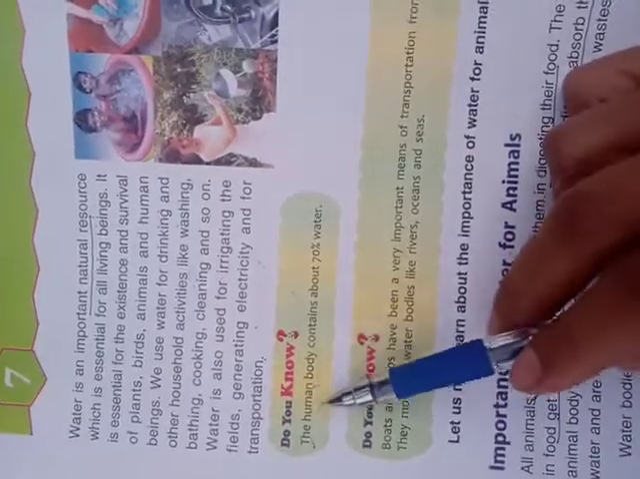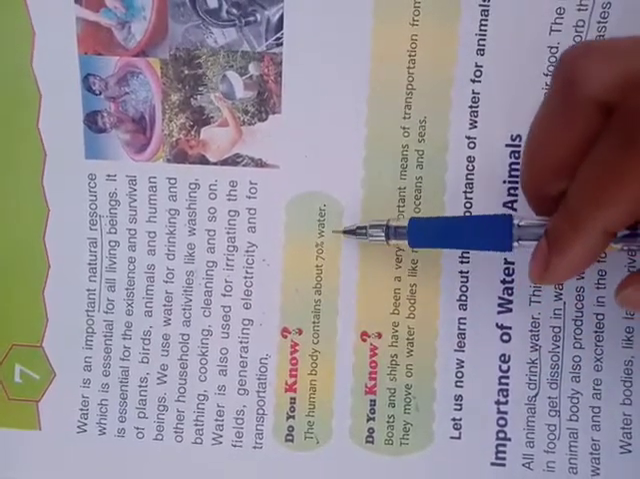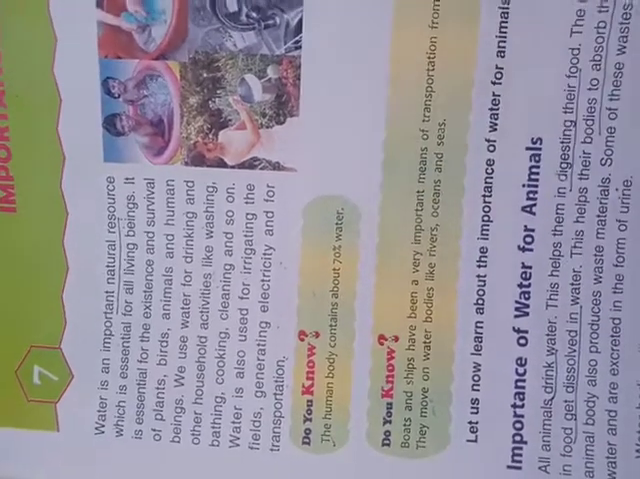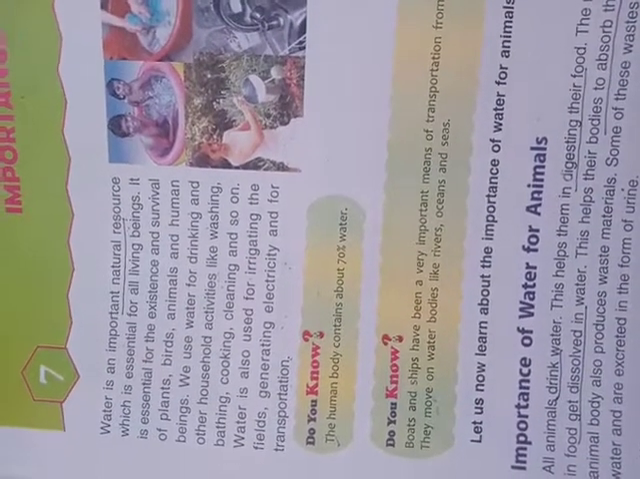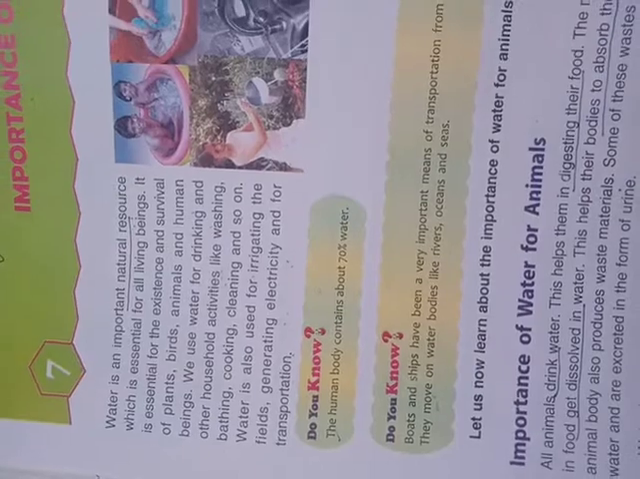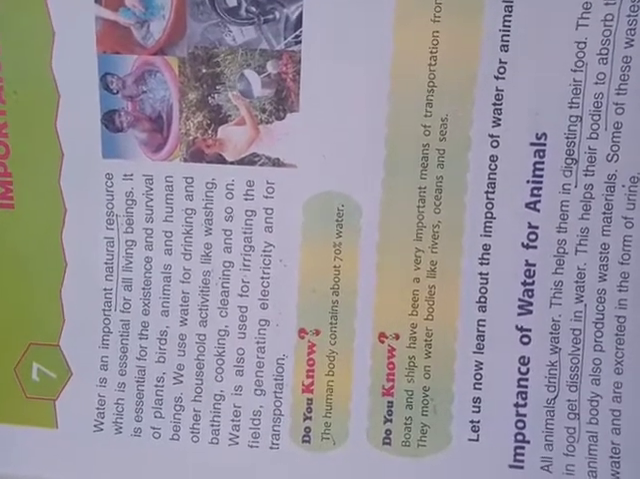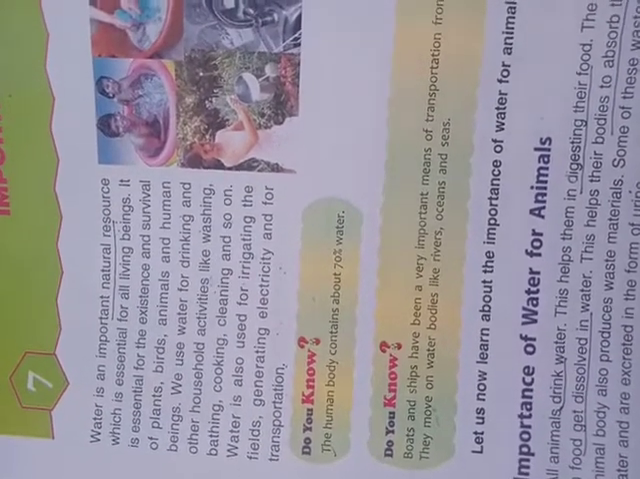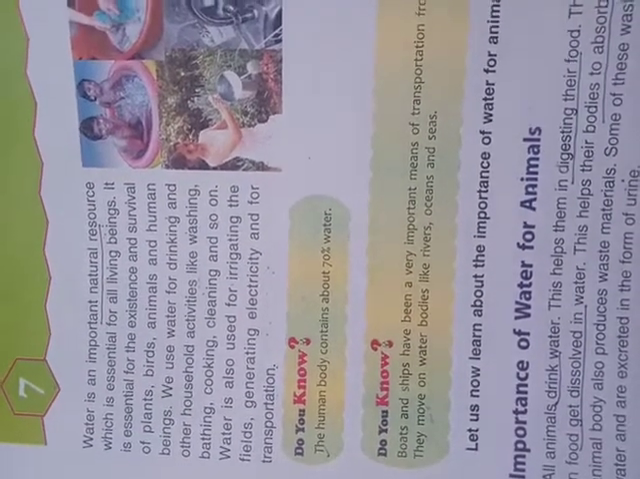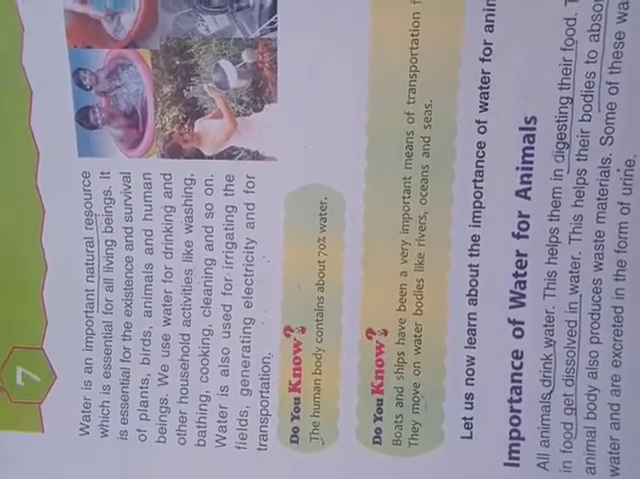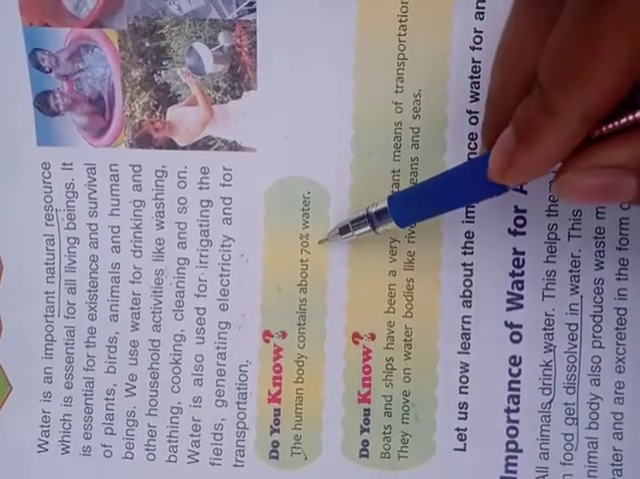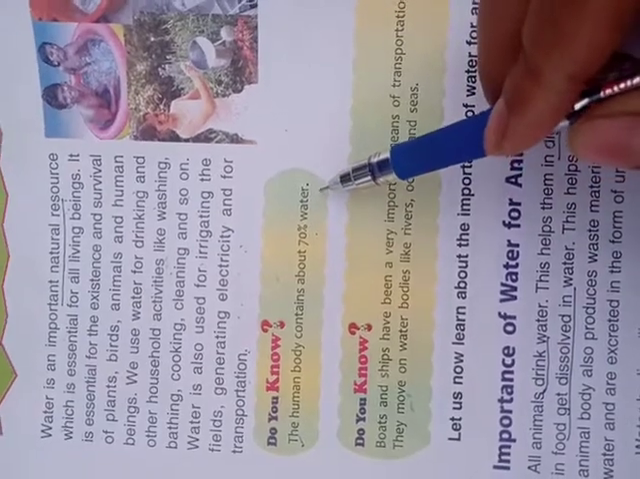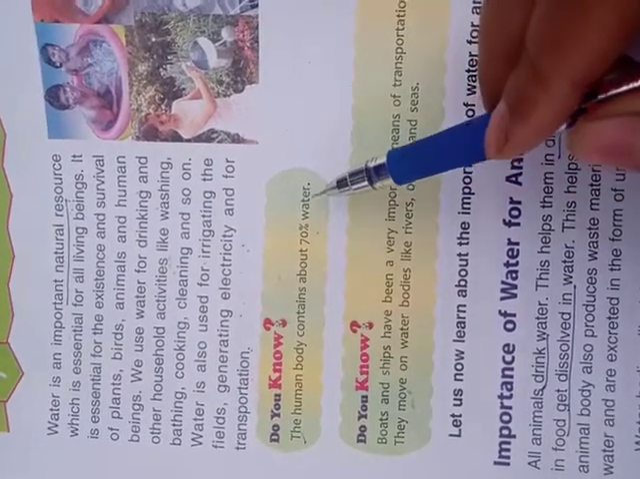Do you know the human body contains about 70% of water? Our body contains overall 70% water, because all the chemical reactions occur in this water. Water is a universal solvent, meaning almost everything dissolves in it. So our body contains approximately 70% water. Now you can see how important it is.